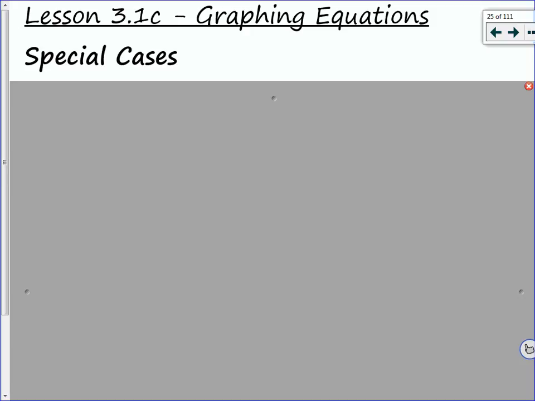Sometimes the equations are going to look a little different, and so we're going to talk about those. And then we're also going to generate another method for graphing lines.